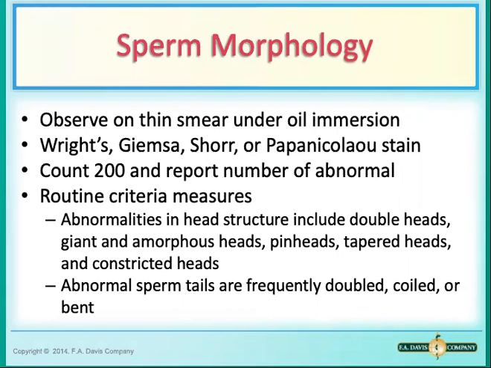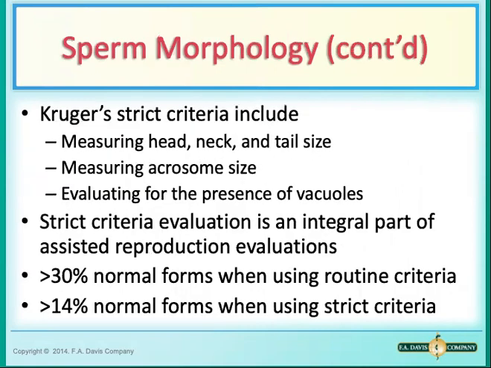We will also evaluate the tail of it. Okay, so the tail could be a double tail, a coiled tail. The cell can also be a spermatid, which is an immature cell. And in a little bit, I'll show you some examples of the different morphologies that you will be finding.